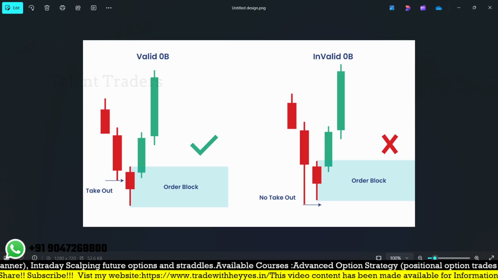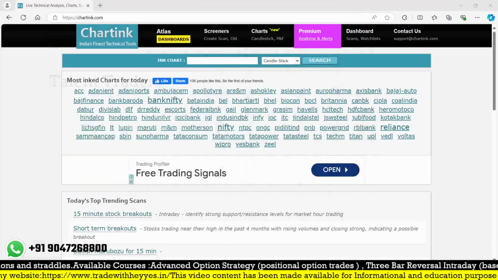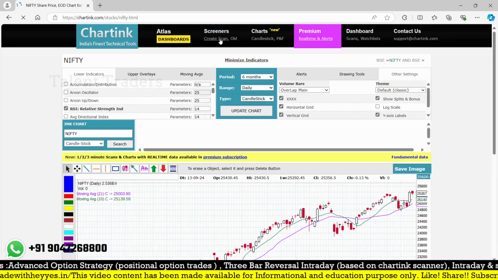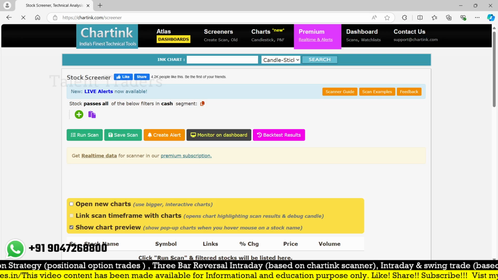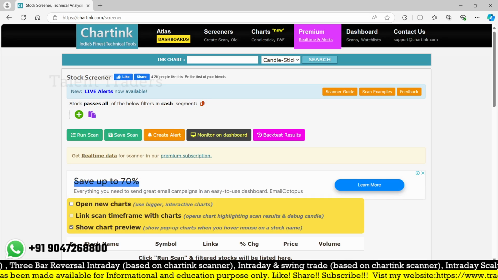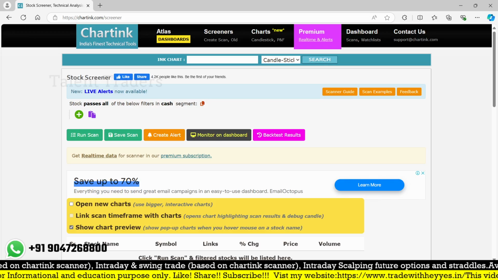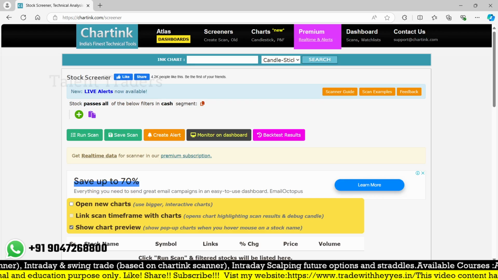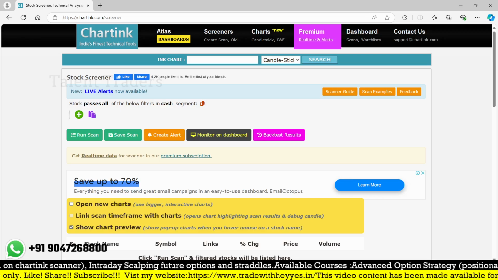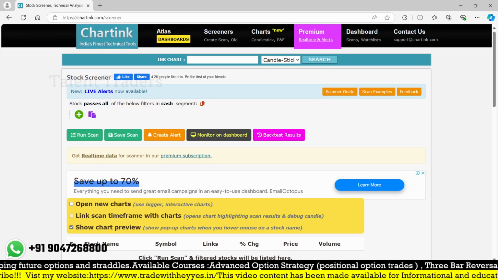Let me try to create this with the reference of this image. We will try to create the particular scanner on a daily time frame first. Then we can change it to an hourly or weekly time frame, whatever time frame we want, we can create it. So the first thing we try to find out is the 1, 2, 3, 4, 5 candles.